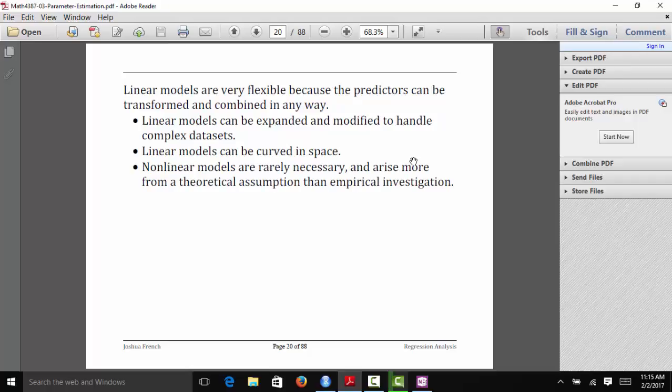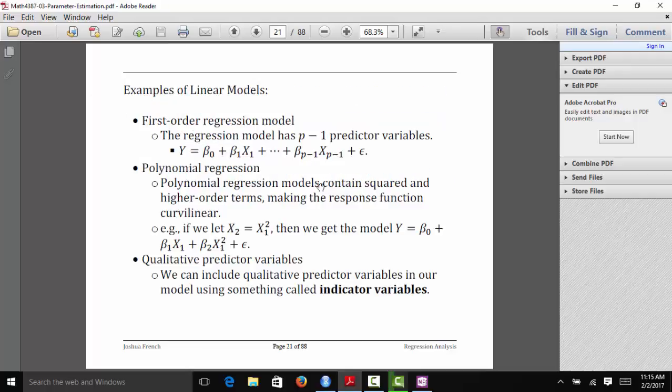This may be surprising, but linear models are actually very flexible because of the way our predictors or regressors can be transformed and combined into new models. So linear models can be expanded and modified to handle very complex data sets. Linear models can be curved in space, and nonlinear models are rarely necessary. If you want to fit a nonlinear model, it's usually because you want to do that, not because you actually have to. Most of the time, there is a linear model that will suffice for the problem at hand.